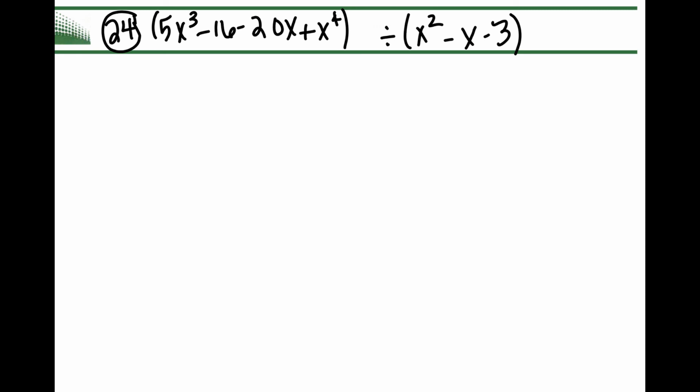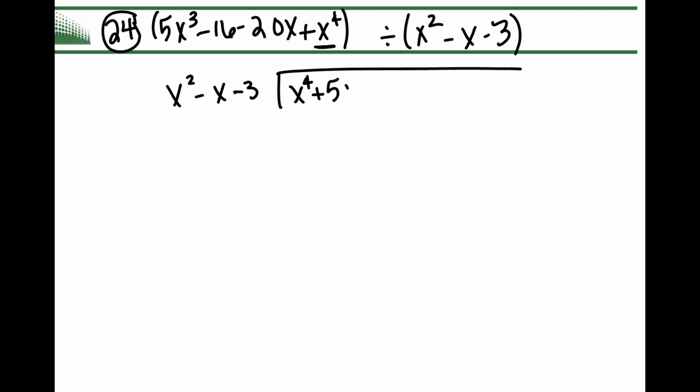Okay, so we're going to set this up. So x squared minus x minus 3, and that's being divided by, now put these in order. This is the largest degree, so I really need to put x to the 4th plus 5x cubed. There's no x squared term, so I'm going to say plus 0x squared minus 20x minus 16.